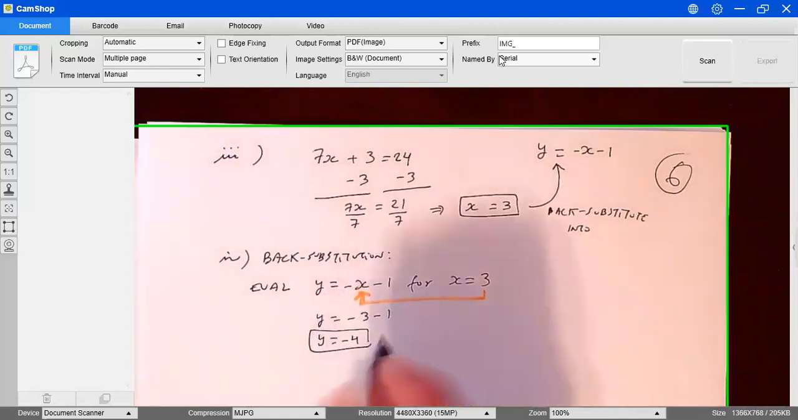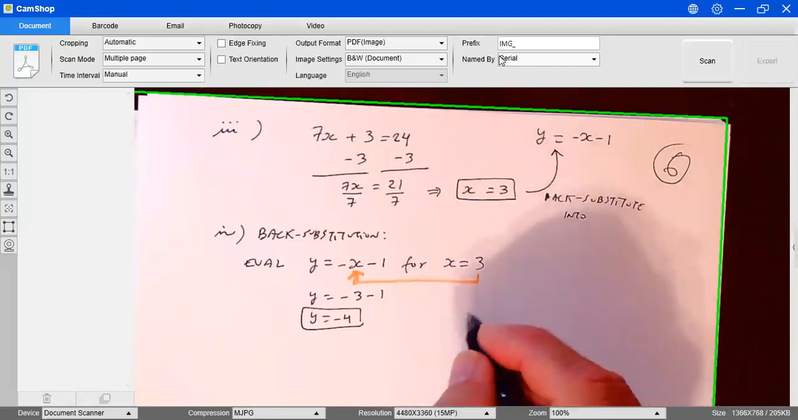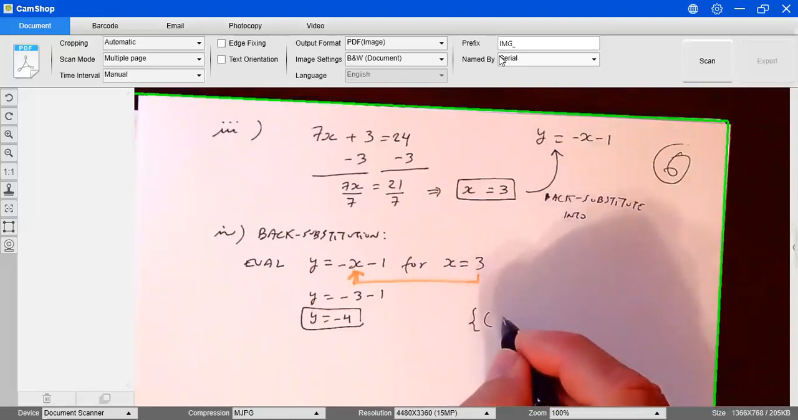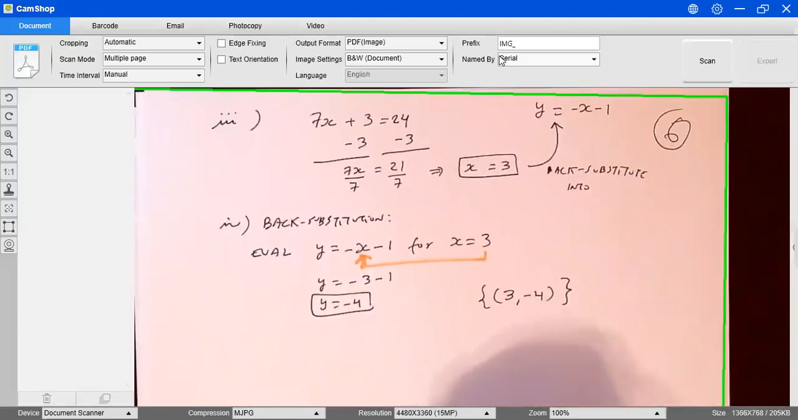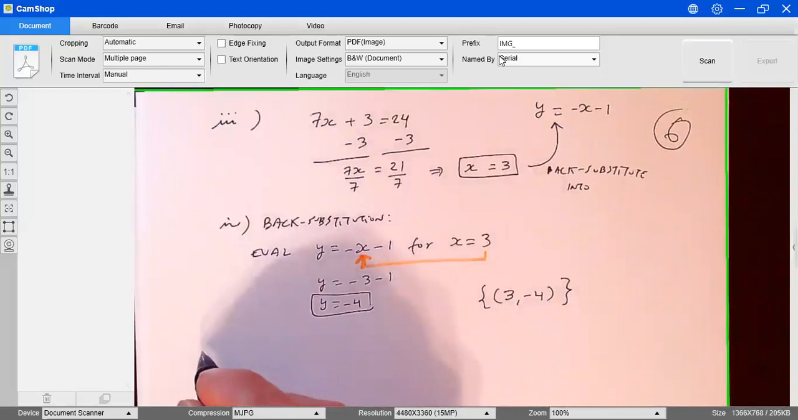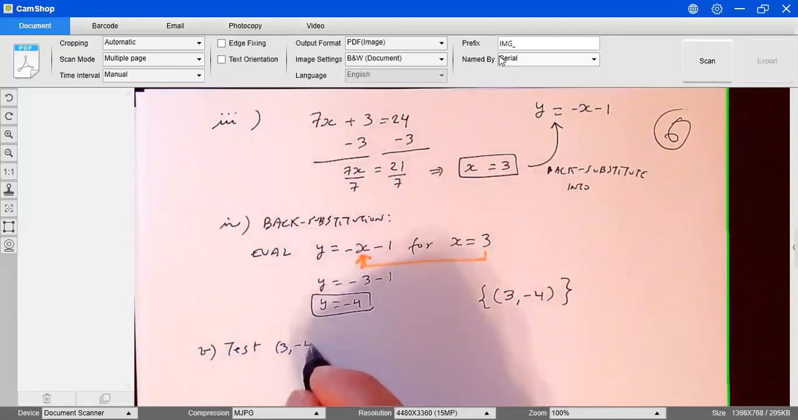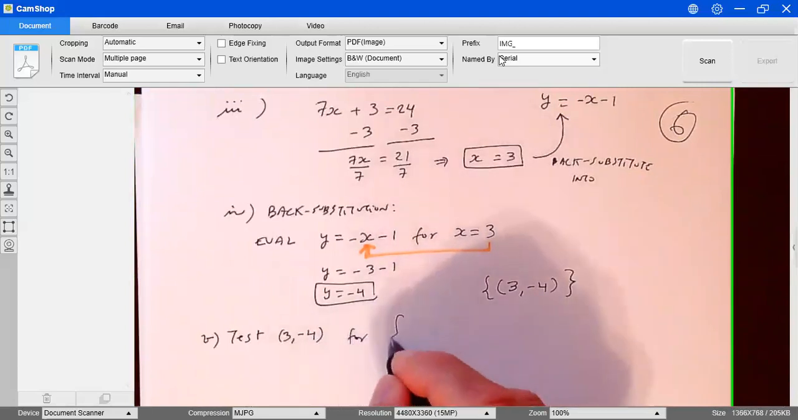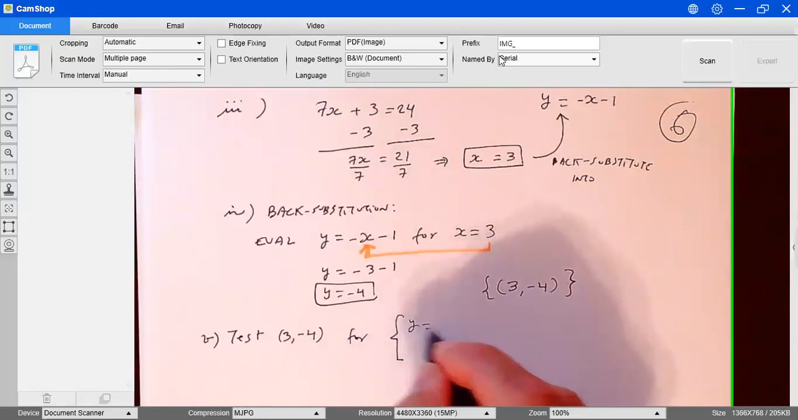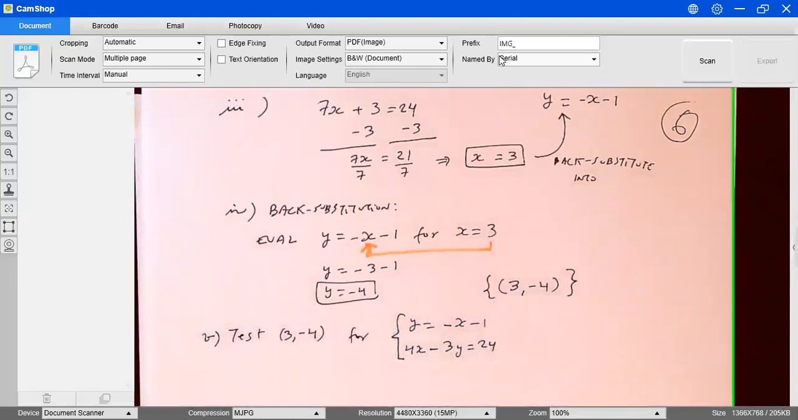So now you have two values, one for x, one for y. So the solution is a point with coordinates 3, negative 4. We still need to check that this is the solution. So let's do that. We're gonna do our testing. So we're gonna test 3, negative 4 for the system that was given. So y equals negative x negative 1 and 4x minus 3y equals 24. That is the original system.